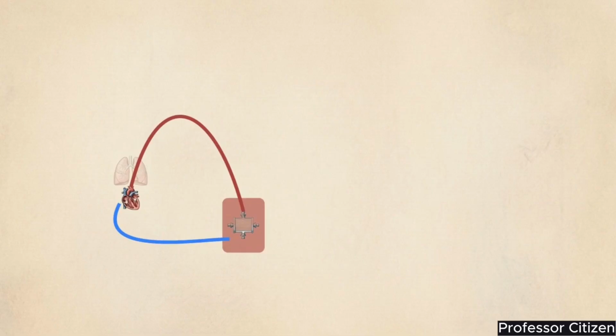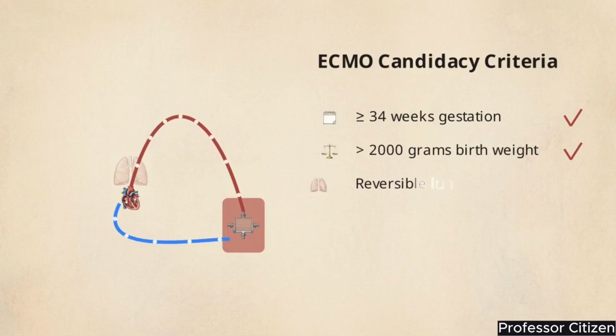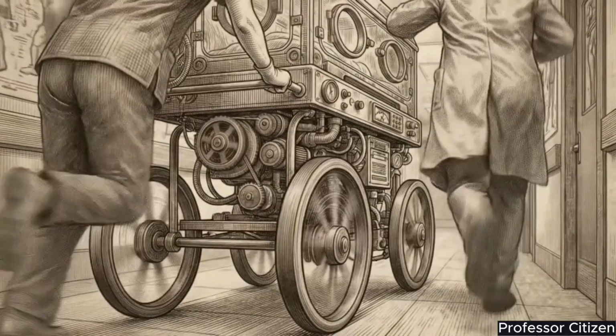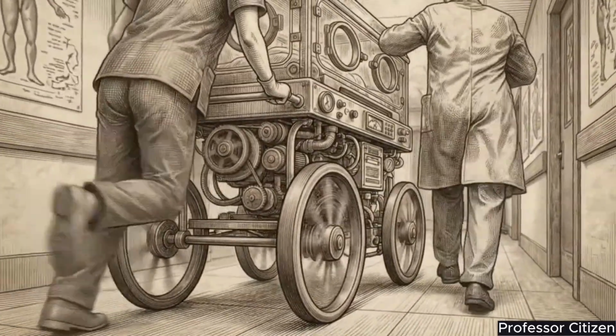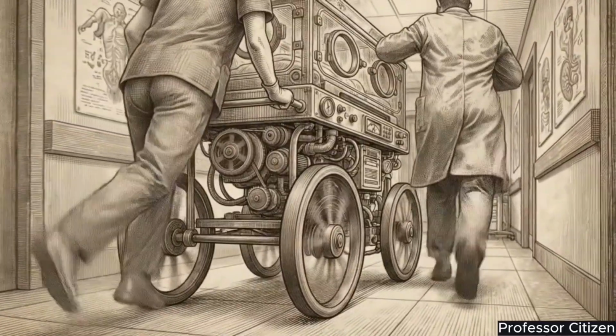ECMO candidacy relies on strict viability criteria: an age of at least 34 weeks gestation, a weight greater than 2,000 grams, reversible lung disease, and an absence of major intracranial hemorrhage or untreatable congenital heart defects. Because tissue oxygenation is rapidly deteriorating at this stage, if ECMO is indicated but unavailable on site, clinicians must arrange immediate transport to a specialized center.